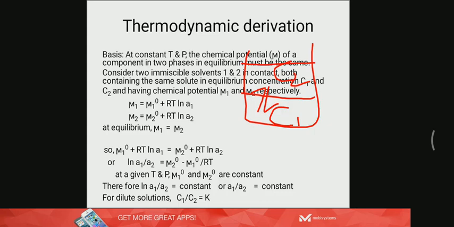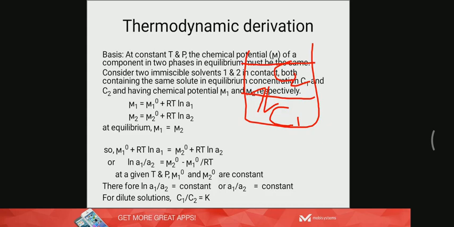At a given temperature and pressure, standard chemical potential is a constant. So again, mu2 0 minus mu1 0 is a constant. So we get log A1 by A2 is a constant because R is a constant and we have kept temperature constant. So RHS is a constant. So what we get is log A1 by A2 equal constant, or A1 by A2 is equal to constant.